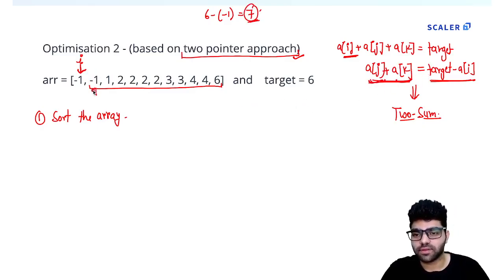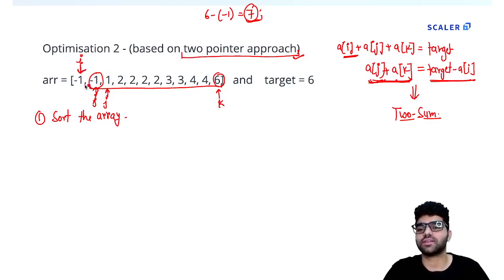Now initialize j with i plus 1. Initialize k with the last pointer, with the last index. Now I need to check the sum of these two elements. Is this sum equal to 7? No, it is less than 7. 6 minus 1, it is 5. So I need to increase j. Now again I will check 6 plus 1. Is the sum equal to 7? Yes. That means we found one valid triplet. It is going to be -1, 1 and 6.